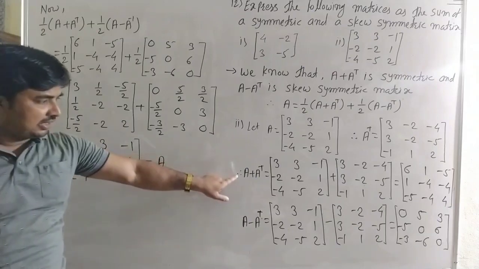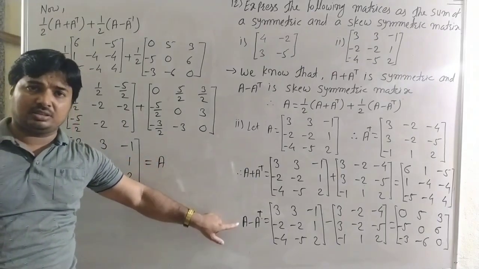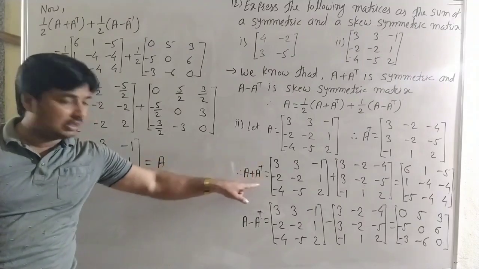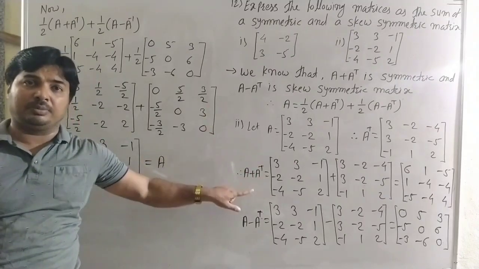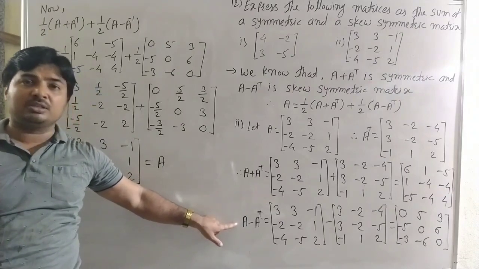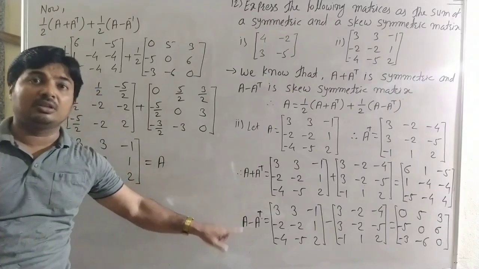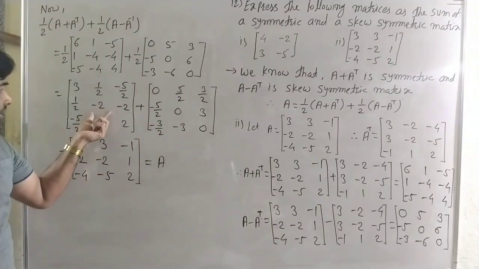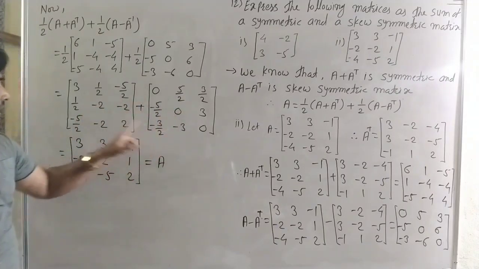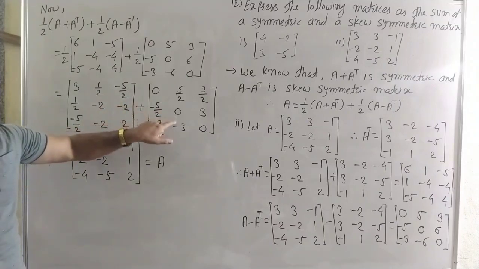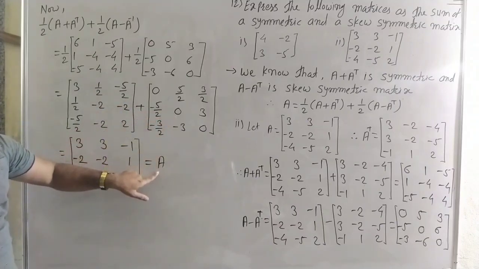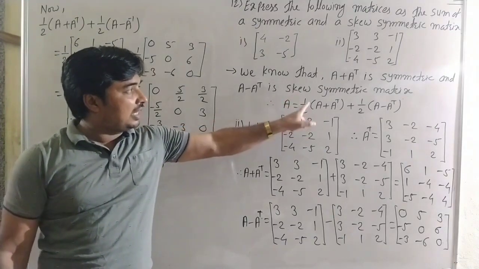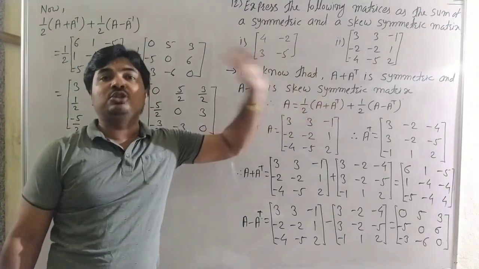It is symmetric, it is skew symmetric, but when we multiply this matrix by 1 by 2, it is also a symmetric matrix. We multiply this matrix by 1 by 2, again it is a skew symmetric matrix. That means these two matrices, one is symmetric and one is skew symmetric, and the addition of the symmetric and the skew symmetric matrix represents this matrix A. Therefore A is equal to the symmetric matrix plus the skew symmetric matrix.